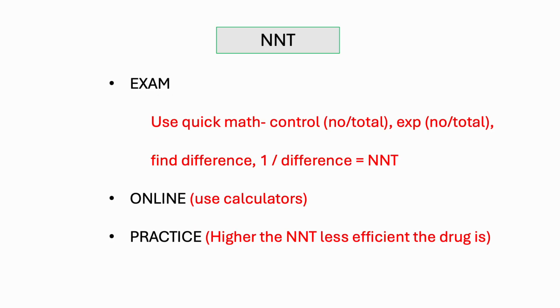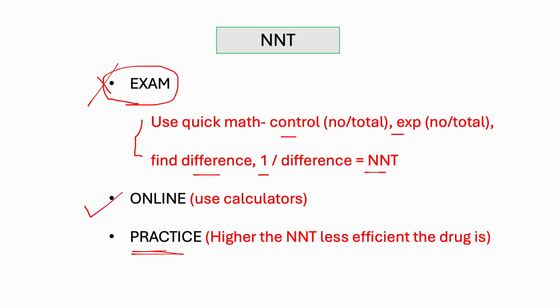So three things from this presentation. If you're in an exam, just do quick math: do the control and do the experiment, then find the difference and divide 1 by the difference to get the number to treat. Trust me, it's not that difficult. It should be easy. If you're not in the exam and you're doing a study or reading a study, just use the online calculator which I showed you.